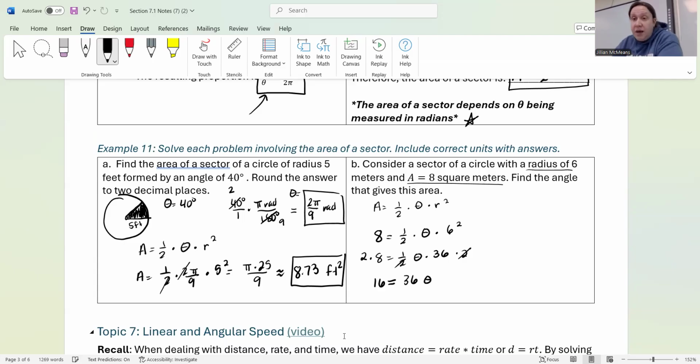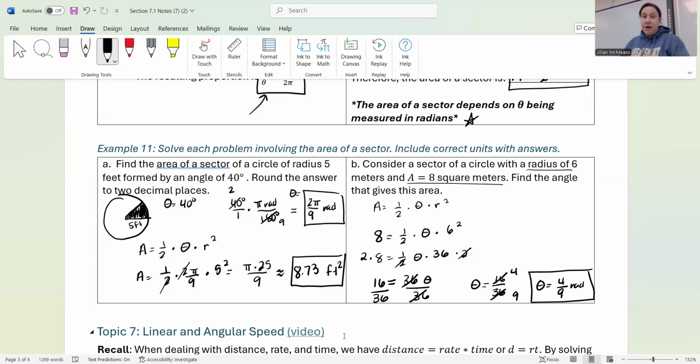Our goal is to figure out what theta is, so we want to divide both sides by 36. 36 divided by 36 is 1, and 1 times theta is theta. And then we get theta is 16 over 36, but we need to reduce that. 16 and 36 are both divisible by 4. 16 divided by 4 is 4, and 36 divided by 4 is 9. So we would say that theta is 4/9 radians. And that's it. So that's how you, one, derive the formula for the area of a sector, and then how you use the formula for the area of a sector. All right.